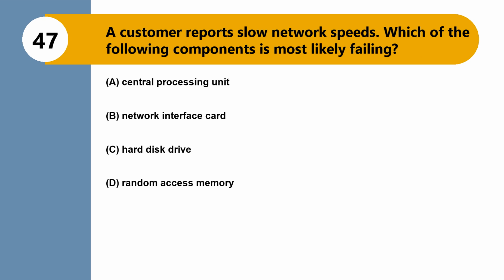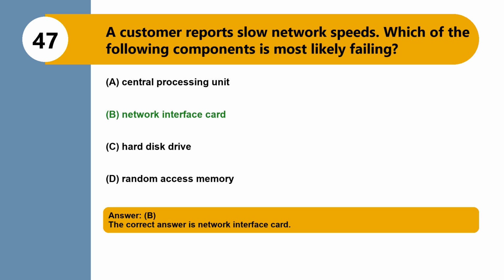Question 47. A customer reports slow network speeds. Which of the following components is most likely failing? Option A, central processing unit. Option B, network interface card. Option C, hard disk drive. Option D, random access memory. The correct answer is option B, network interface card.